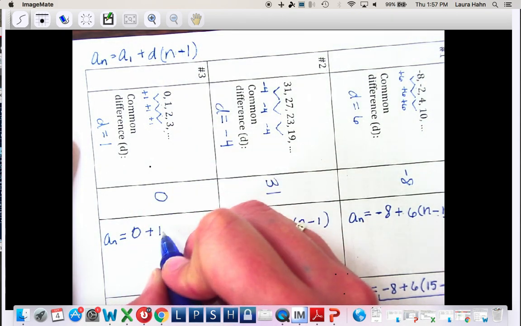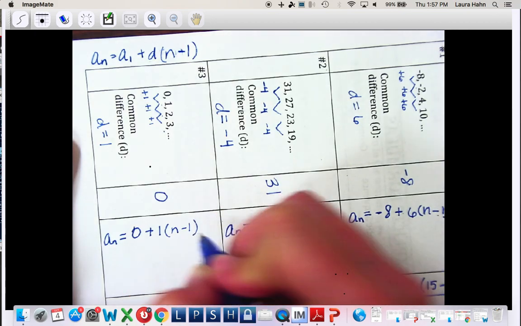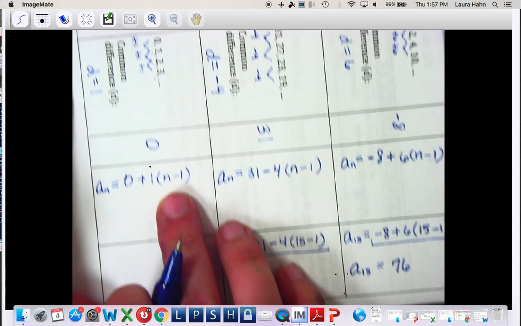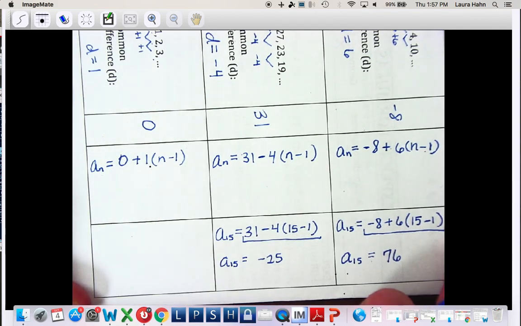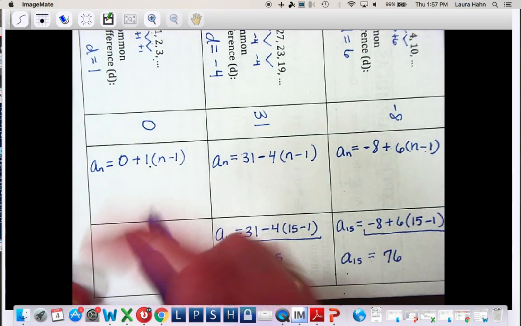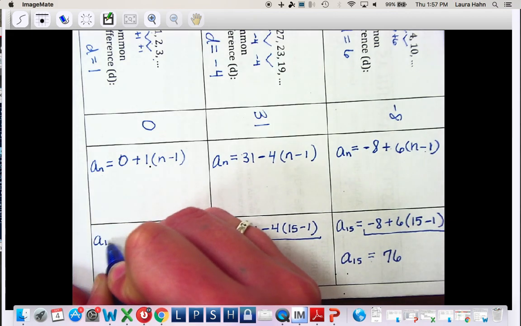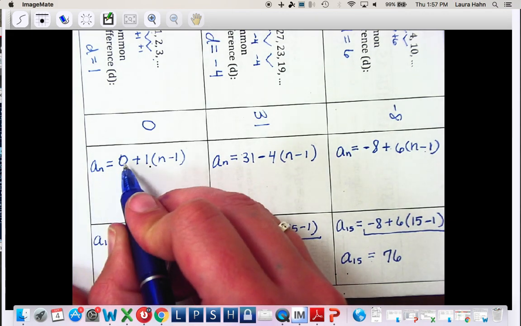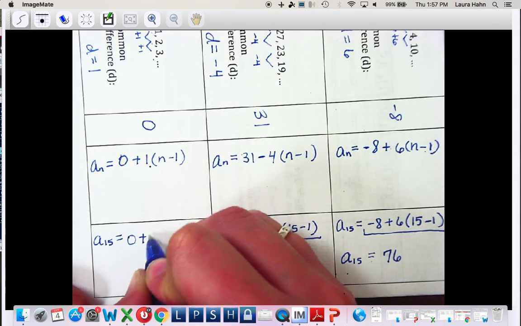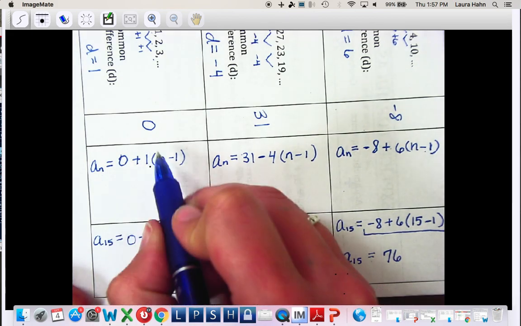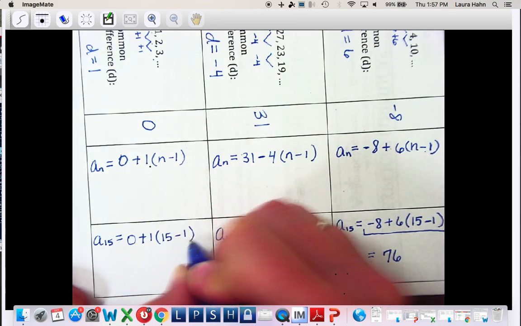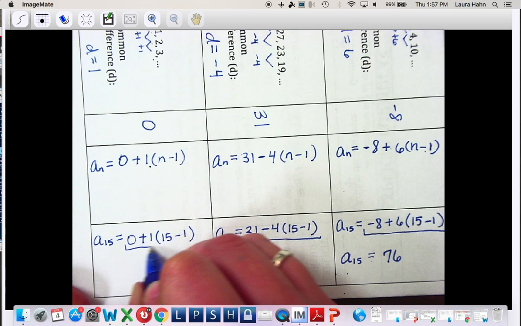parentheses and n minus 1. Okay, so now I need to use this formula to help me figure out the 15th term. I need to plug in 15 for n. So my 15th term would be equal to 0 plus 1, open parentheses, remember we're trying to find the 15th term, so put in 15, minus 1. So let's type this into the calculator.